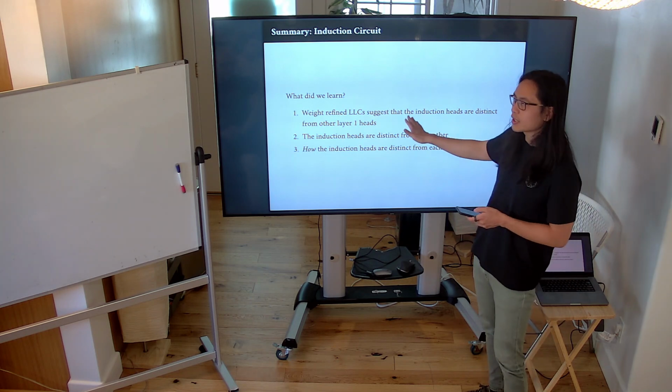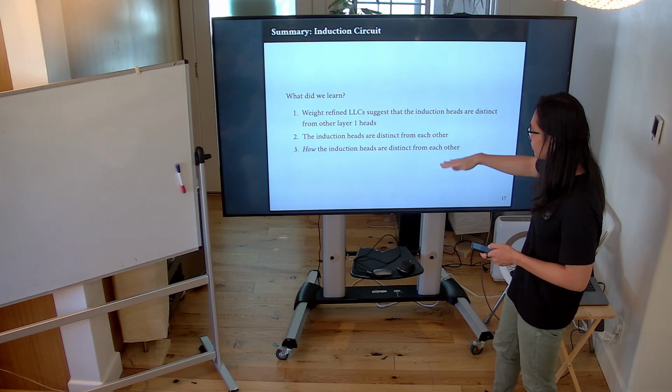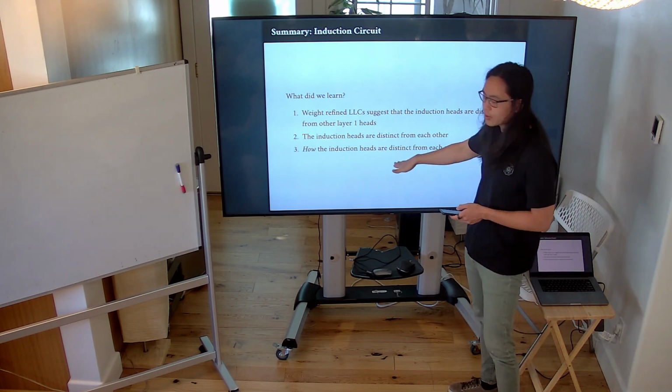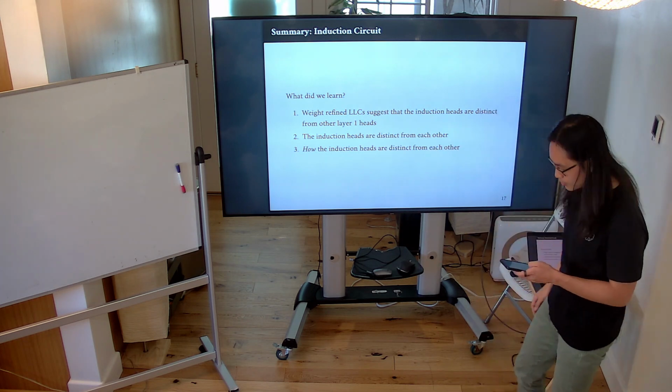We actually see that from the difference in curves from the regular weight-refined LLCs. And then the GitHub LLCs show us how they're distinct from each other. And these are both things that we didn't know a priori from previous research.